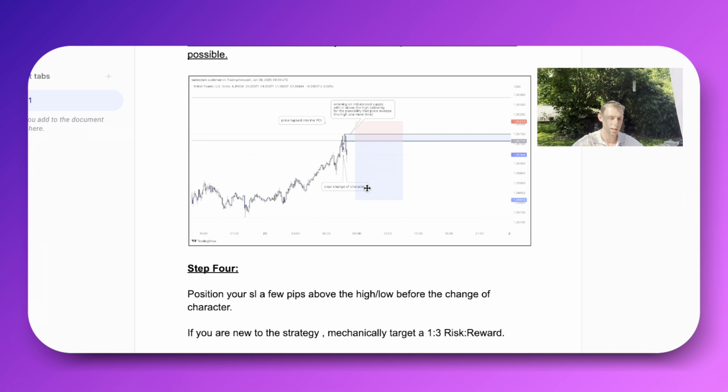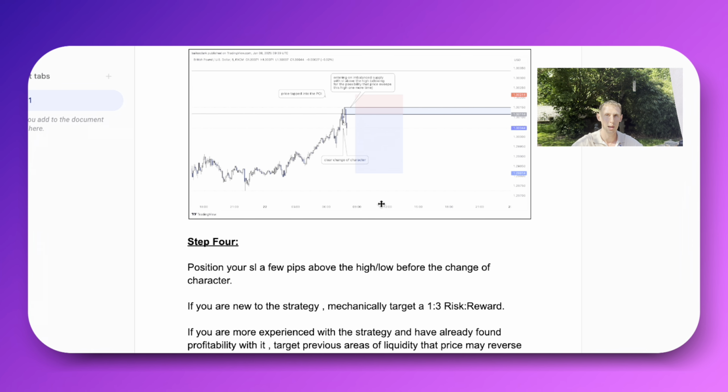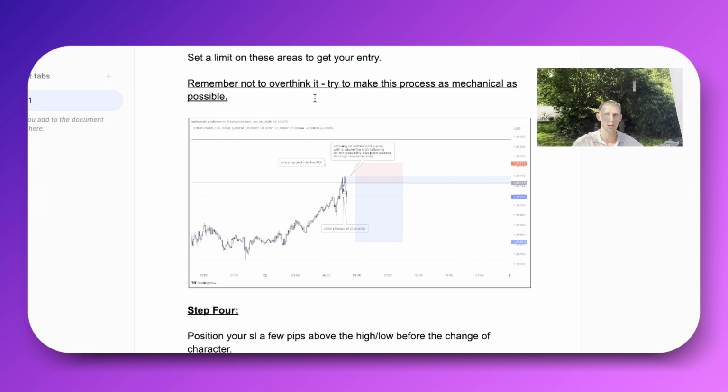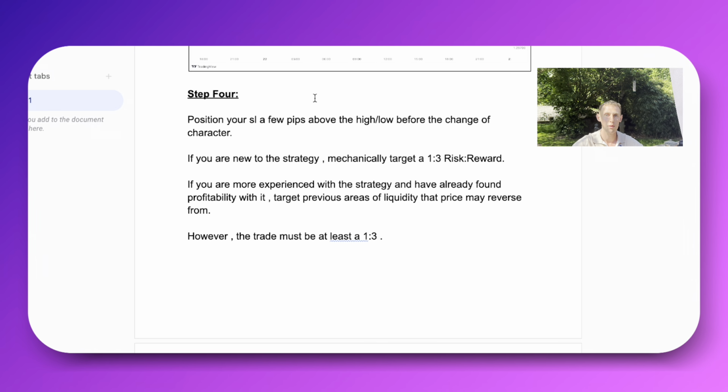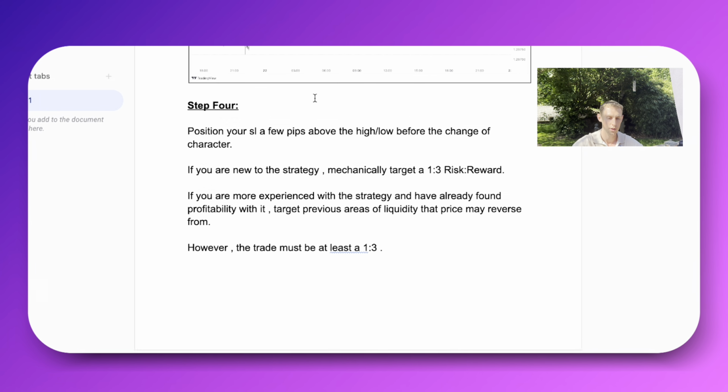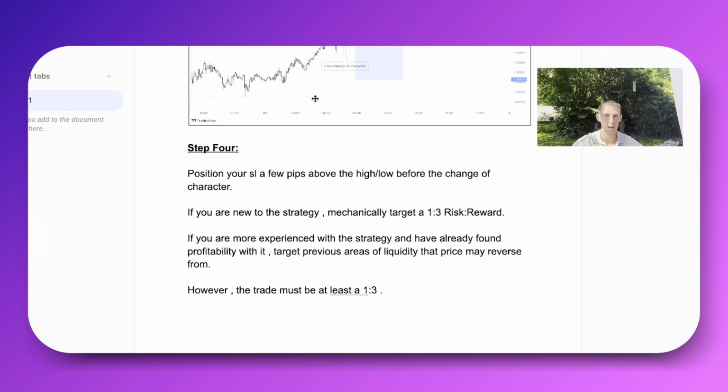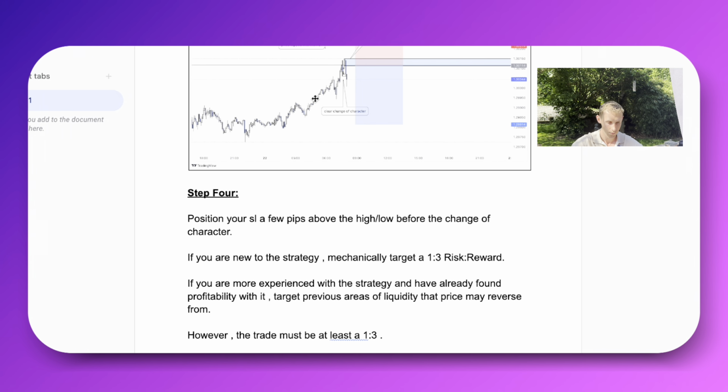The TP, very simply, I'm going to mechanically target a 1 to 3. So this means that on every single trade, I'm simply targeting a 1 to 3 risk to reward, regardless of the price action to the left. This basically just helps to take any of the discretion out of the TP rule and gets around that problem of greed, which I know a lot of people struggle with. So if you haven't tried this, it's a massive game changer. I recommend trying it out.